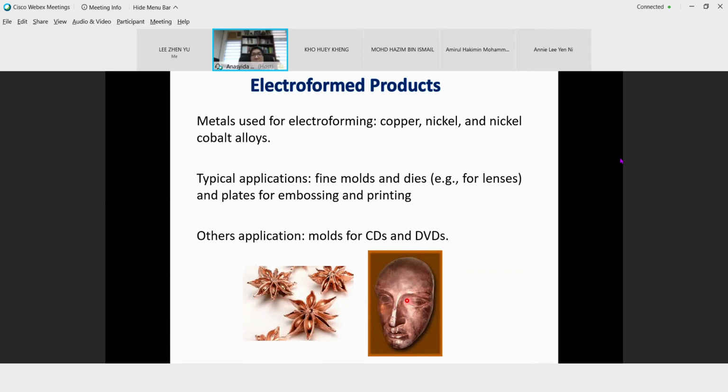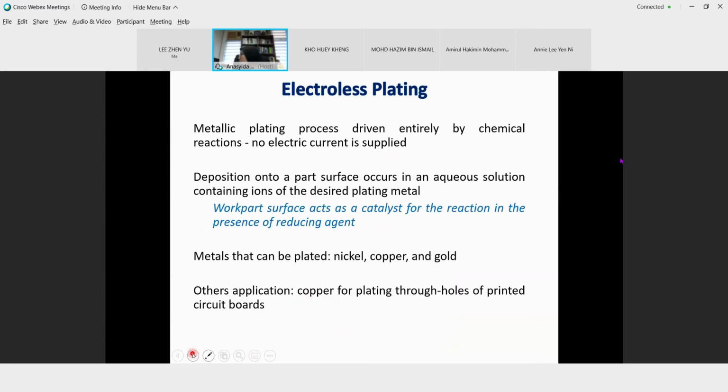Boleh faham? So this is some of the application. So dia kata fine mold, nak buat untuk lens die, nak buat untuk embossing, painting. So you can use this type. Dipanggil electroforming. So as application, dia kata mold for CD, DVD and so on. So sama, konsep dia sama. Okay, so the third one. So boleh faham tak electroforming?